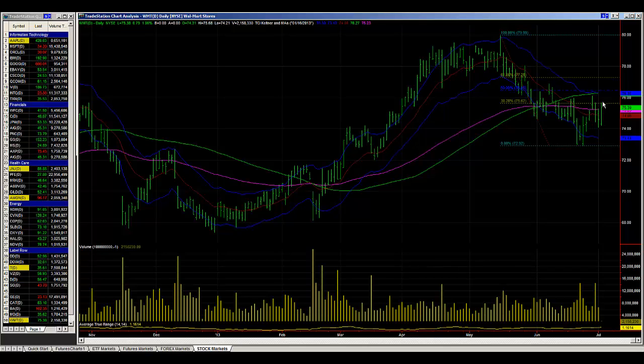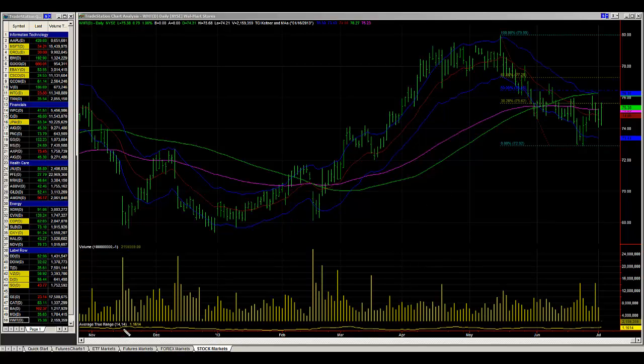If you get a volume spike on this move up here at the close of today, then that would more or less be a bullish sign. But that first target's been hit. In any case, guys, you should have your stop tightened up now.